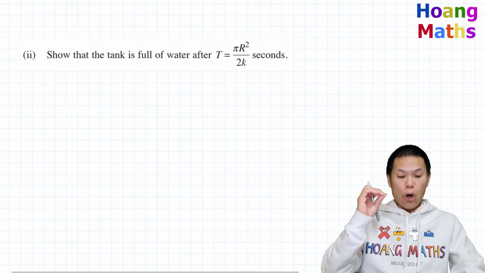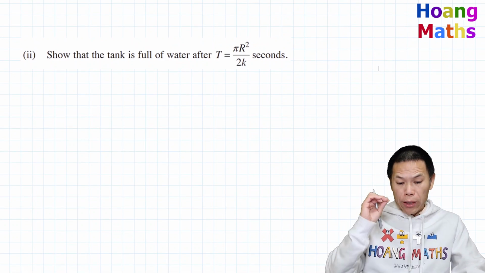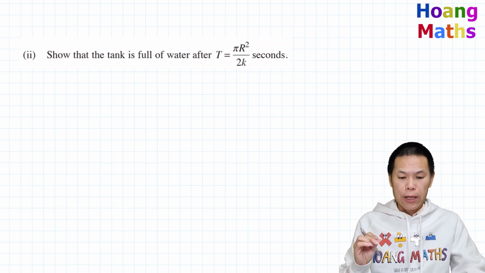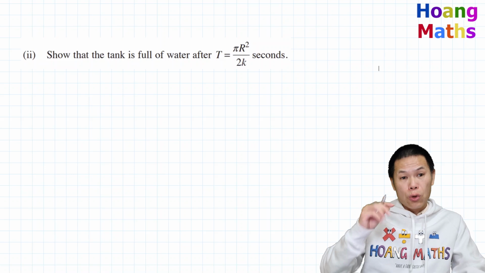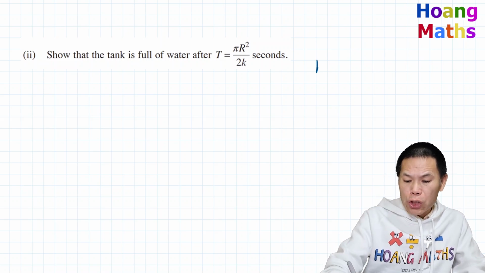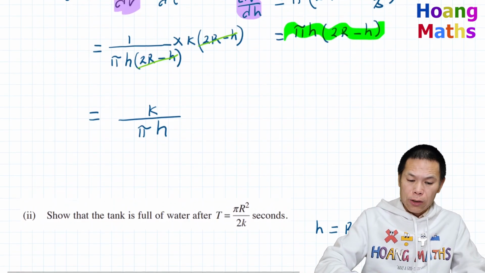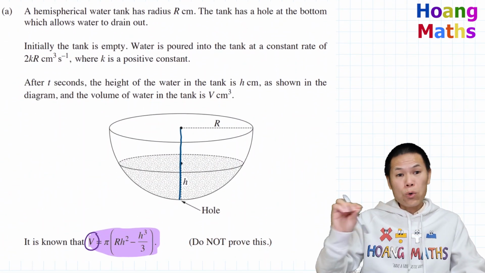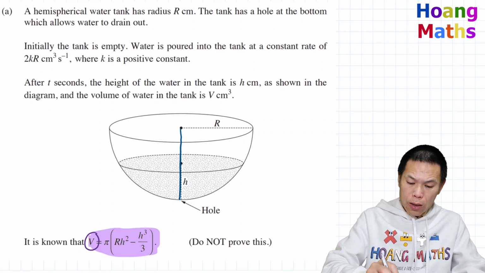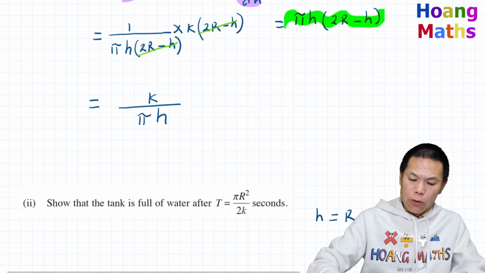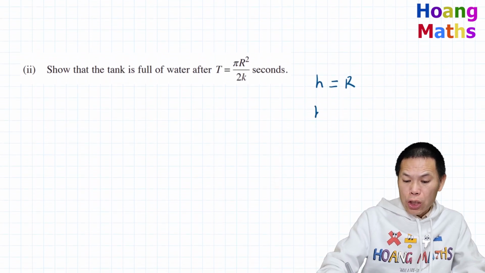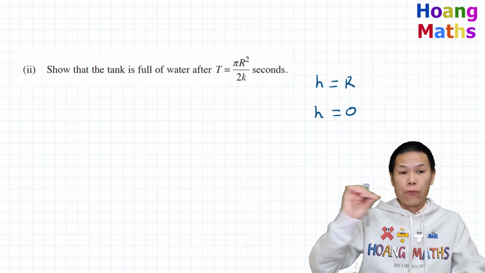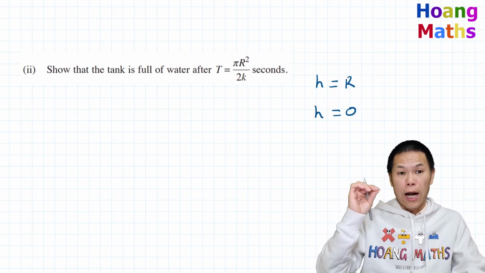Part 2. Show that the tank is full when the time T is equal to pi r squared over 2k. So to find T, when the tank is full, that means h is equal to R. The h when the water is full, that is a full tank, is h equal to capital R. So let me just note that down. That means from h equals 0, because it's initially empty, and it goes up all the way to a full tank, which means h is equal to R. So keep that in mind.